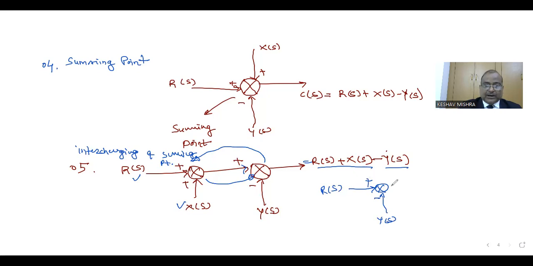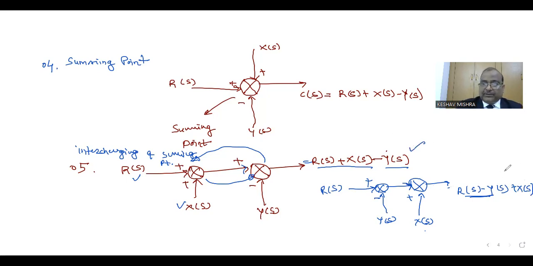This sign is positive for RS, and the first summing point can be moved here with input XS having plus sign. So we can find the sum in this case: RS minus YS. These are the signals combined at summing point 1, and RS minus YS is applied to summing point number 2, and the second input for this is XS. So we can write it in this way.